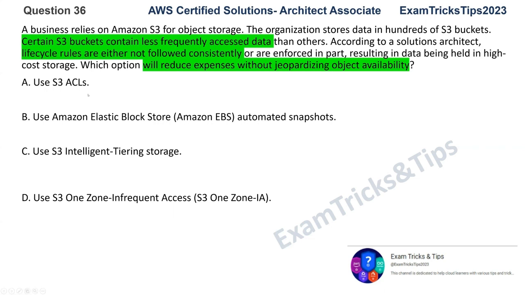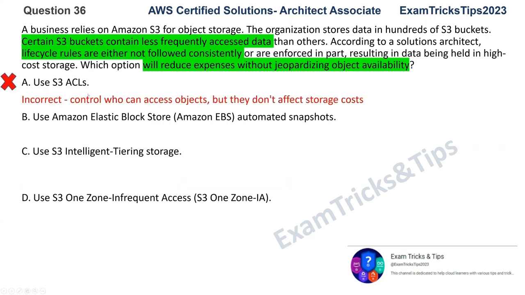So this is incorrect. The second option, option B, is also incorrect. It says use Elastic Block Store automated snapshots. Again, this is an incorrect answer. EBS snapshots are for backing up block storage volumes, not for object storage.